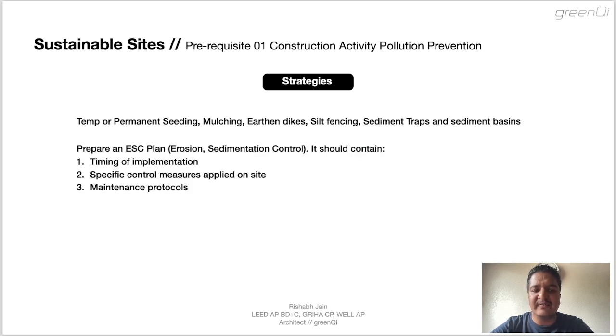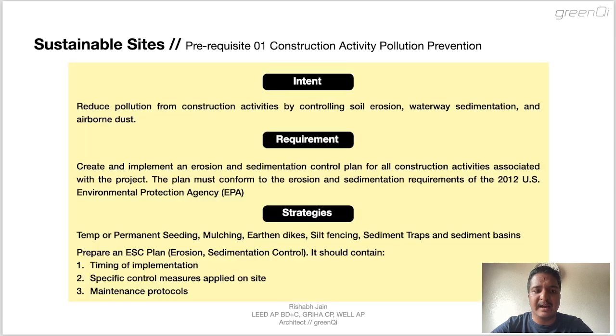The other strategy involves the development of an ESC plan, also known as an Erosion and Sedimentation Control Plan. It should contain the timing of implementation, specific control measures to be applied on site, and a maintenance protocol. This is usually done for big sites, and it's quite effective. Please pause the video here and take down notes to remember for the LEED Green Associate exam. I'm repeating again: you need to remember all the standards that we'll be talking about in this video and the future videos also.